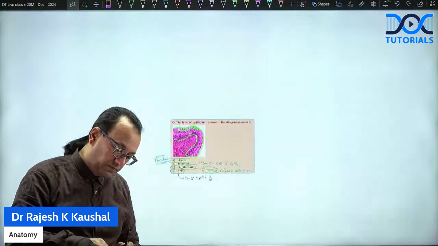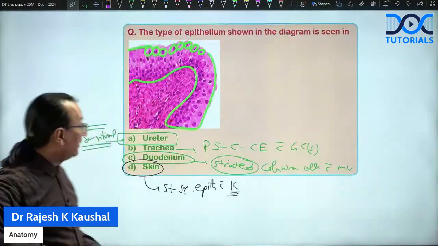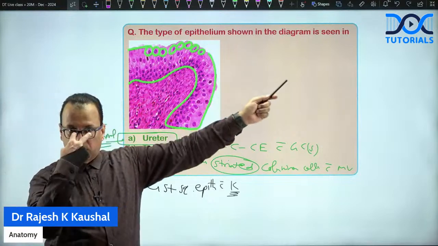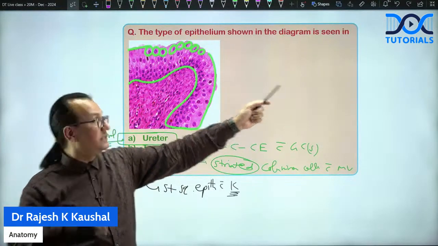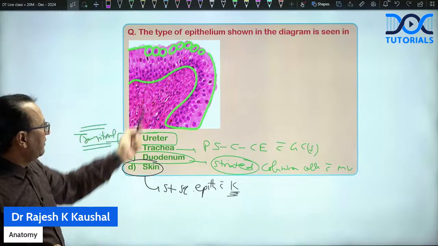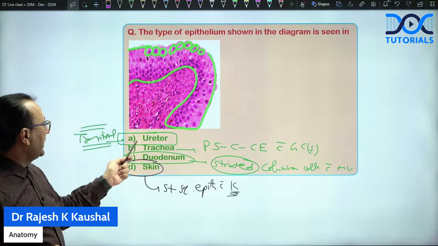So as you see, the answer to this question you already have given. The type of epithelium shown in the diagram, your eyes should be able to identify. Train your eyes for that. And this is transitional epithelium. Transitional epithelium means ureter. Choice A should be your answer.